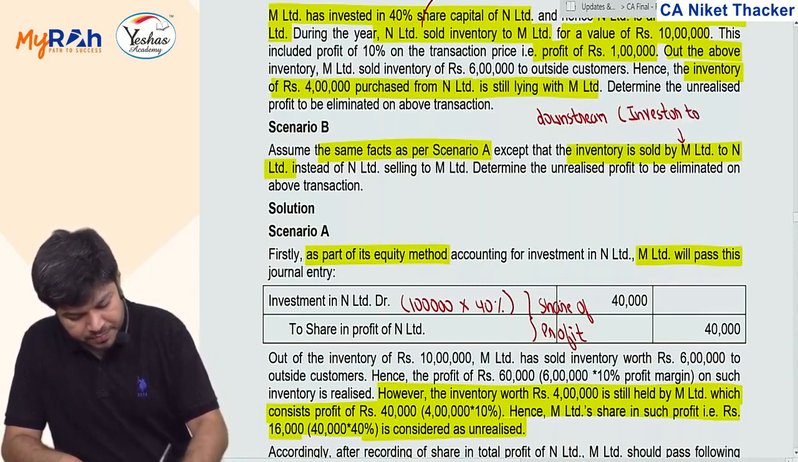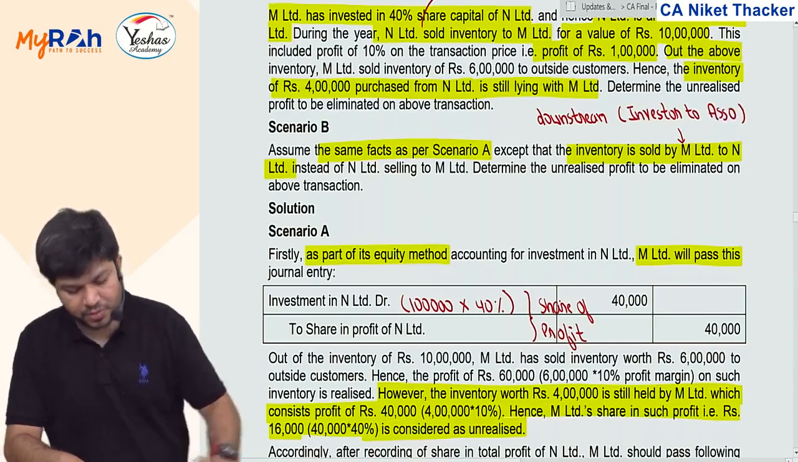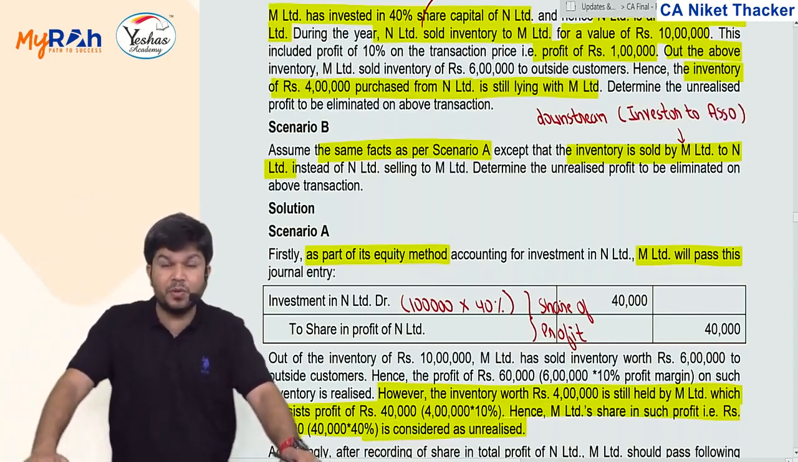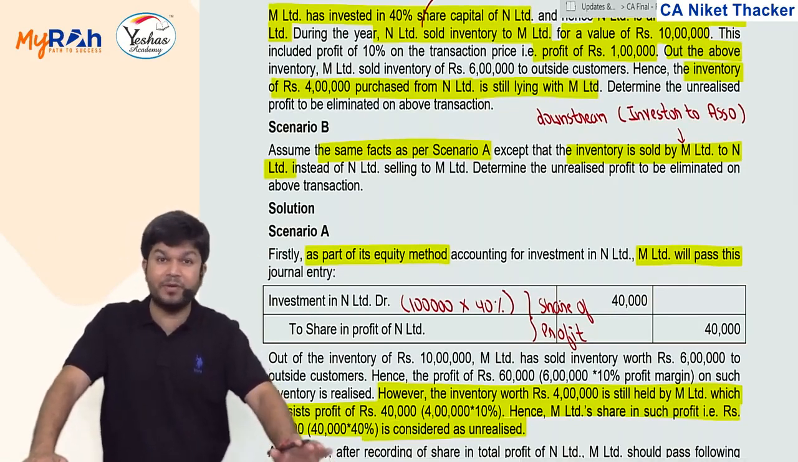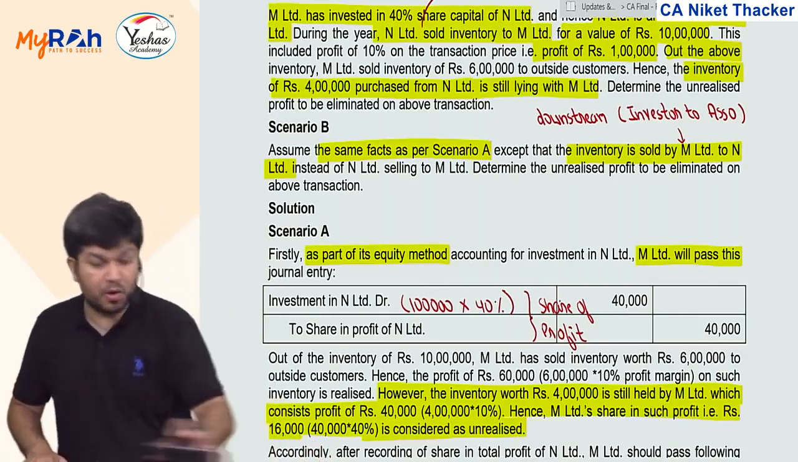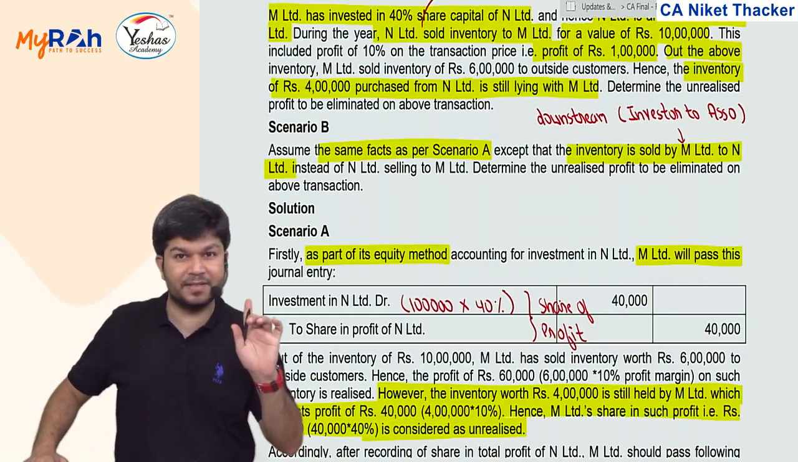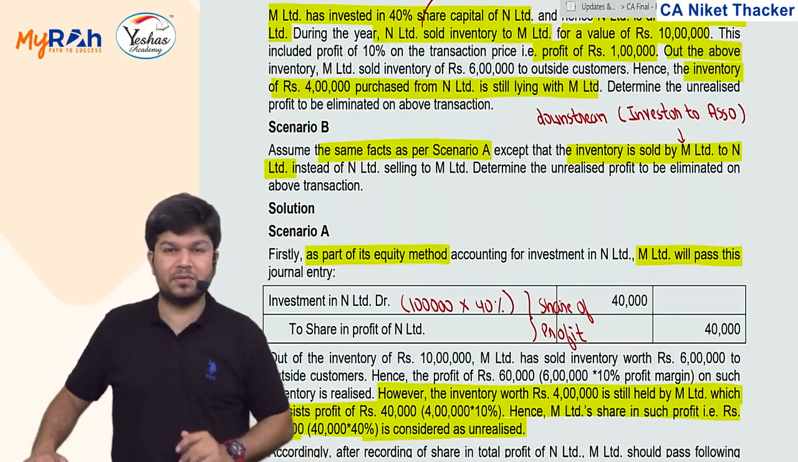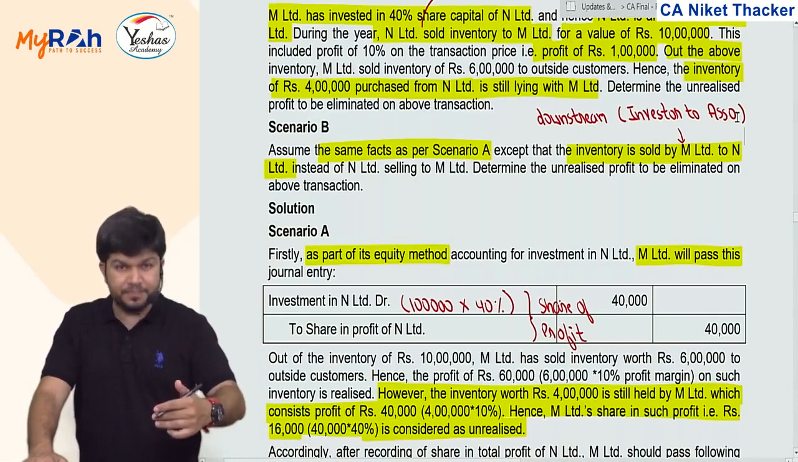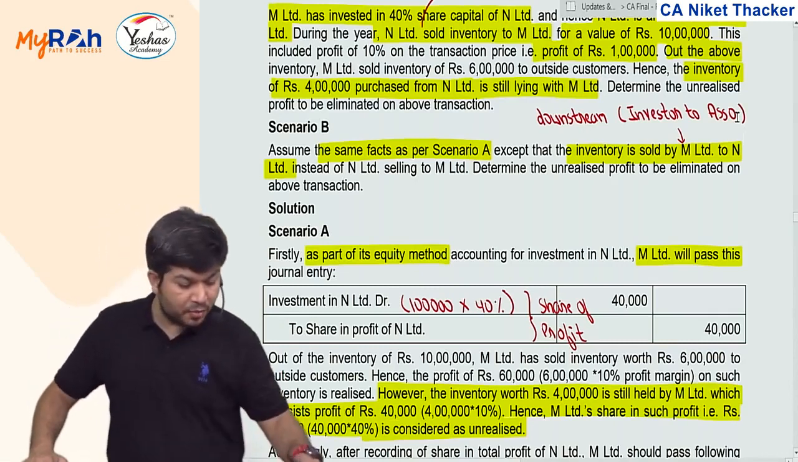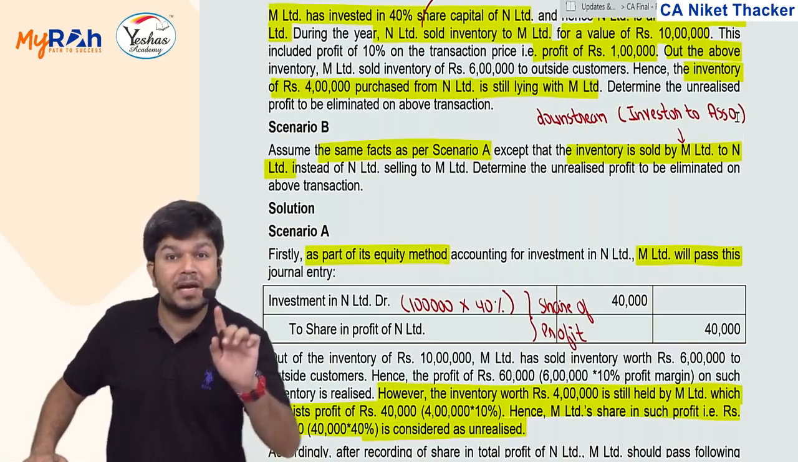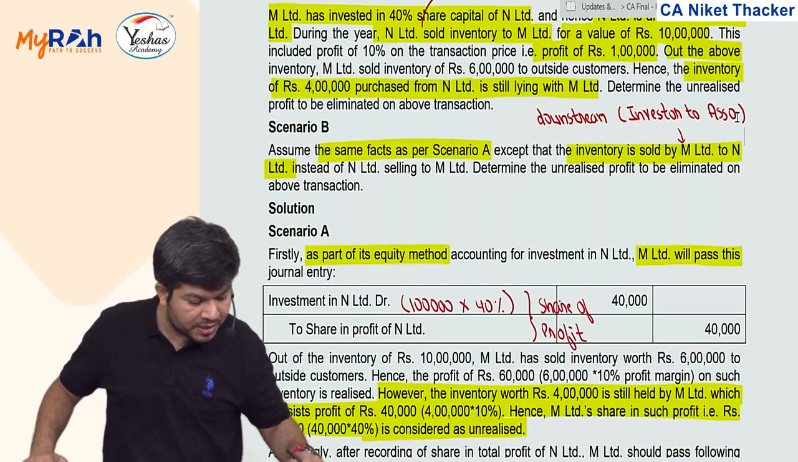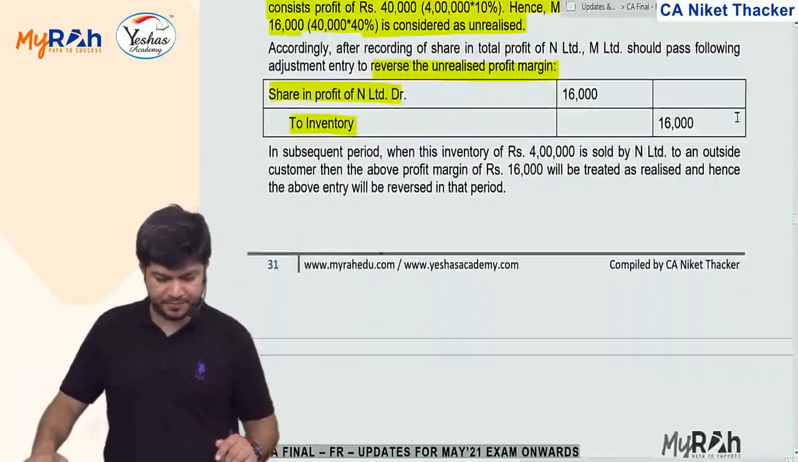Investor to associate. Okay, we sold. When we sold, we recorded sales of 10 lakh and a profit of 1 lakh. Now they have sold 6 lakh to others, and 4 lakh is still with them. On that 4 lakh, our margin is 10%, that is 40,000, and our share in it is unrealized. 40% of 40,000, that is 16,000, is unrealized.